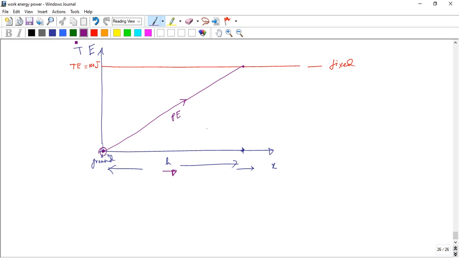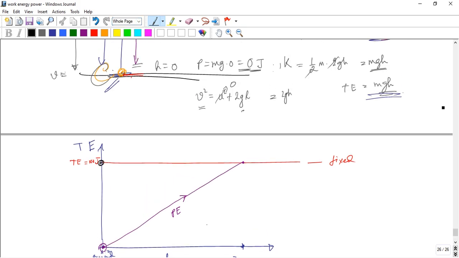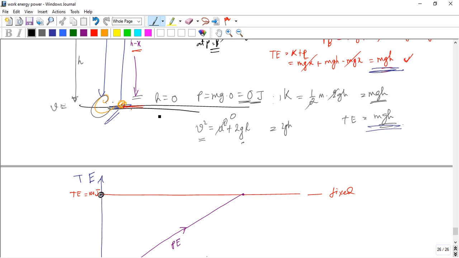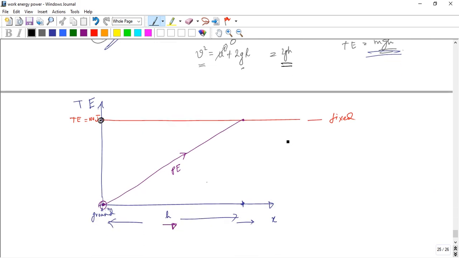Now, if I draw kinetic energy, at the ground the kinetic energy is maximum. Kinetic energy is maximum at the bottom because v squared equals 2gh, that is maximum. So here we get that maximum point, and at maximum height the velocity is 0, so the kinetic energy also decreases.